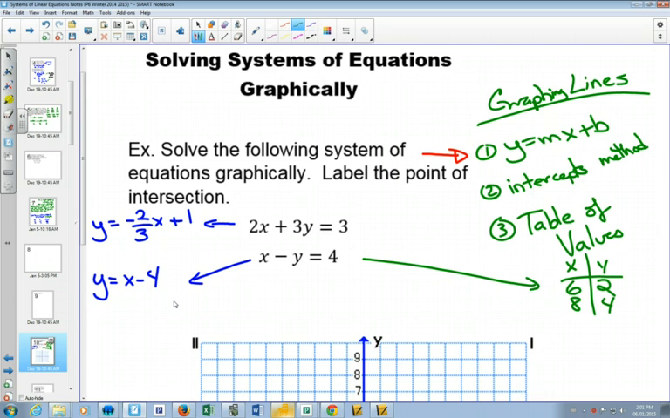The first one, if we want to get y by itself, the first thing we would do is subtract 2x on both sides. That would give me negative 2x plus 3. Now to get y by itself, I'm going to need to divide by 3. If I divide this side by 3, I need to divide everything on this side by 3. And then I would get negative 2 over 3 x plus 1.